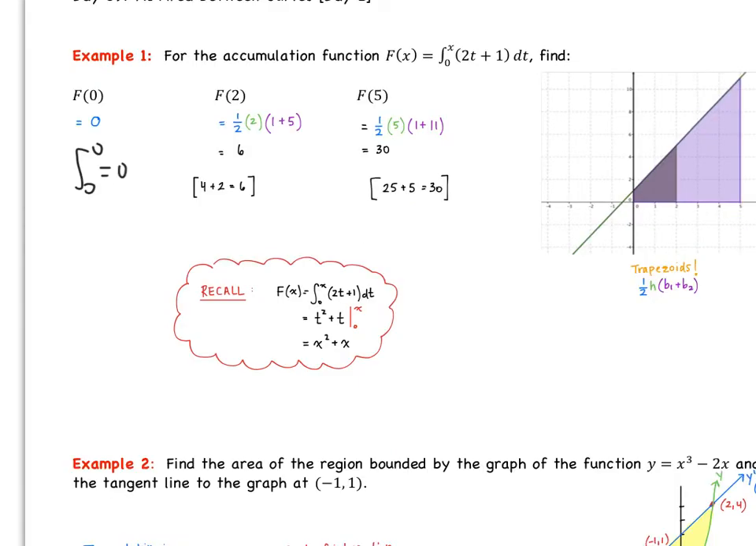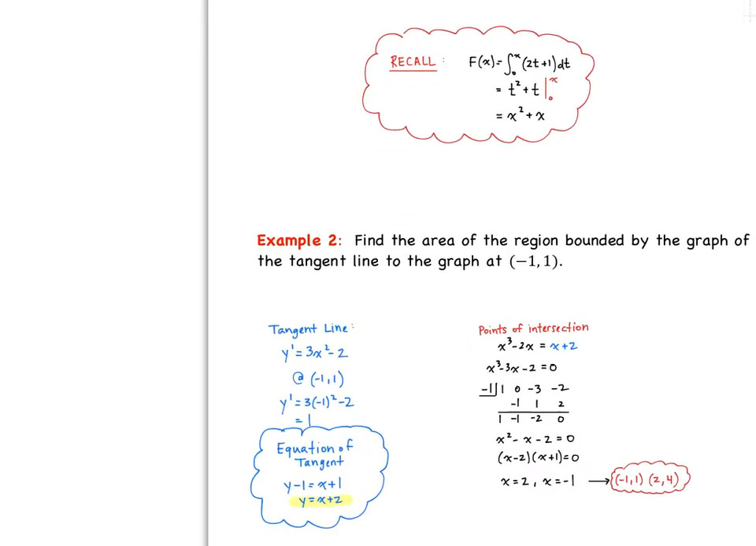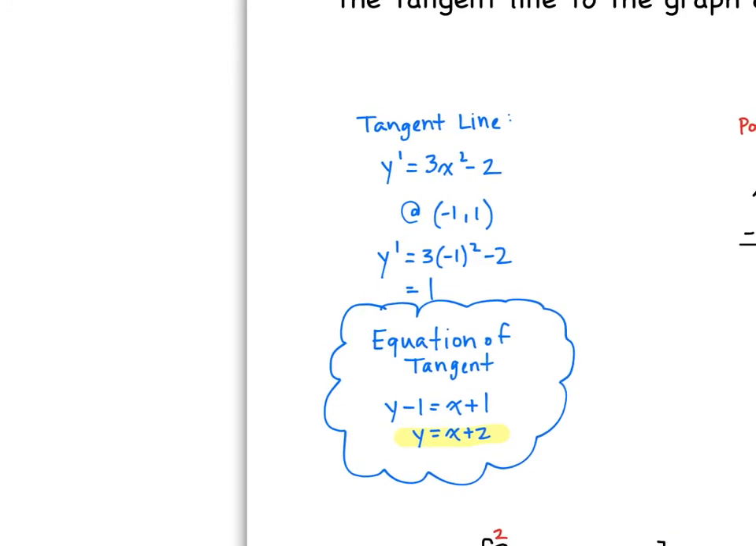This next example is finding the area of the region bounded by the graph of y equals x cubed minus 2x and the tangent line of that graph at the point -1, 1. So the first thing we have to do is understand what our bounded region is that we need to find the area for. In order to do that, our first goal would be to find the tangent line, because it's bounded by the tangent line and that function.